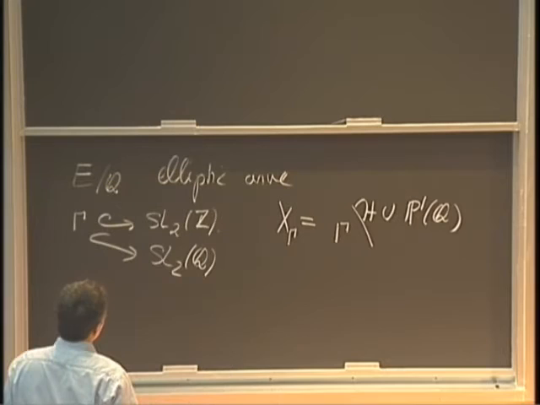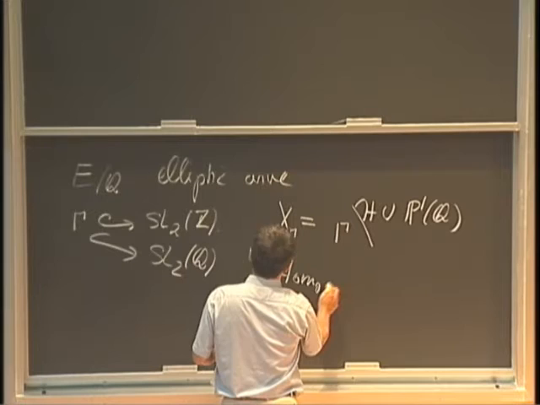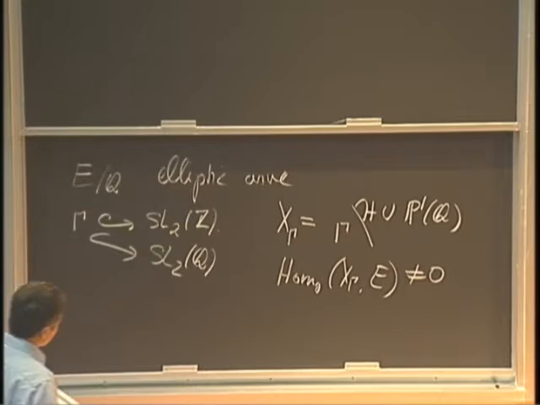Then yesterday I said that for certain gamma, the homomorphism group Hom_0 of X_gamma to E is non-zero. So this is a big theorem. It's a combination of a theorem of Faltings and a theorem of Wiles, Taylor, and others.